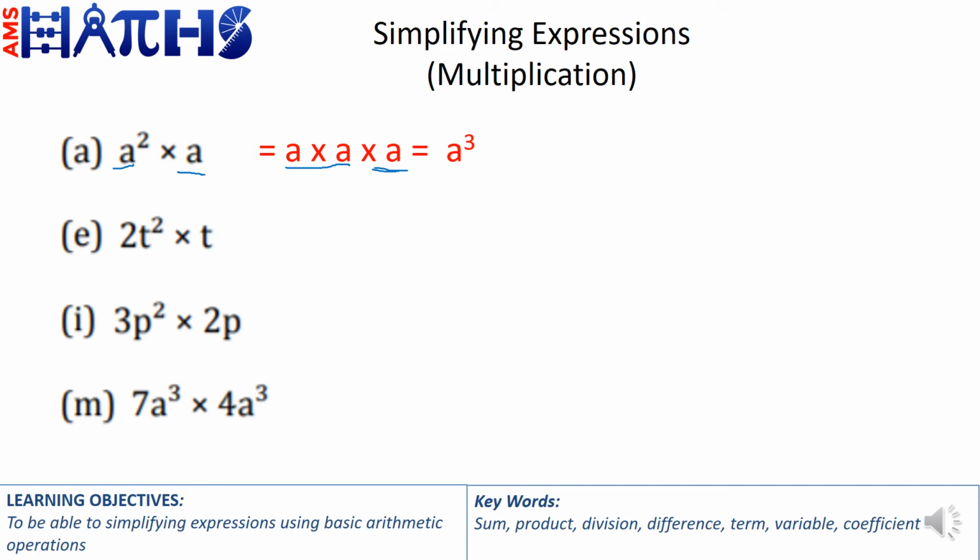For the second example, we have 2t squared times t, and again I will break down t squared. So we have 2t squared, which is represented by 2 times t, and then our final t in the question is also indicated here. As you can see, we have 3 t's being multiplied, so t is being multiplied by itself 3 times. So we have 2 times t cubed. In our next example, we have 3p squared times 2p.